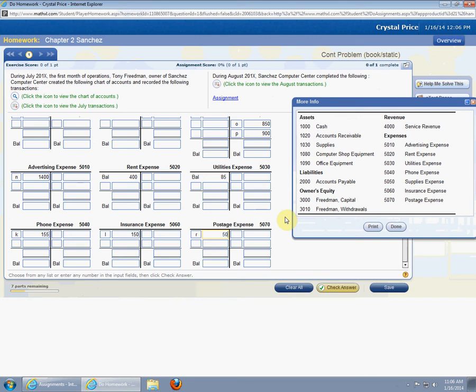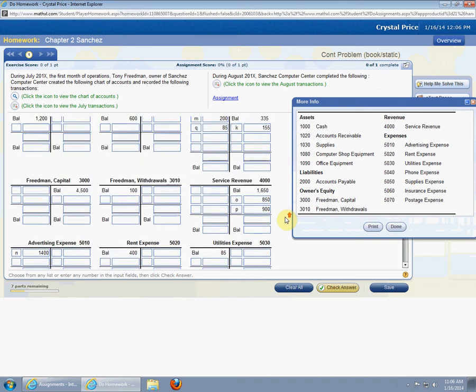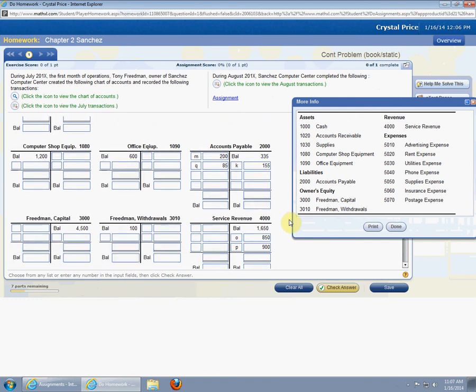Credit one. Oh, okay, you said that. The last one. So we debited postage expense, credited cash, $50. Okay, let's go to the last one.